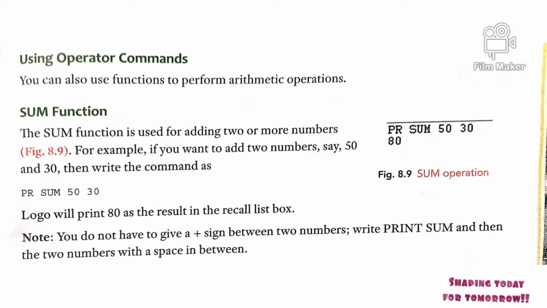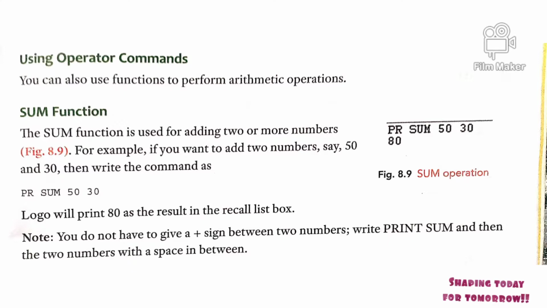So students, as you can see in figure 8.9, this is how it will look, PR sum 50 and 30. So students, what will happen, these two numbers will be added when you write the word SUM, okay. So if you add 50 and 30, you will get 80, so it will print 80, okay. Logo will print 80 as the result in the recall list box. So students, as I've just explained, it will print 80 after adding 50 and 30.